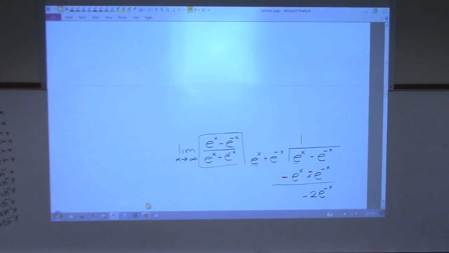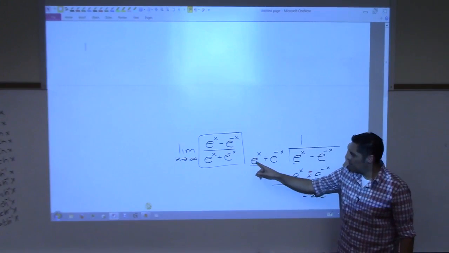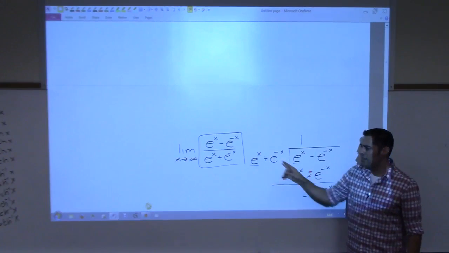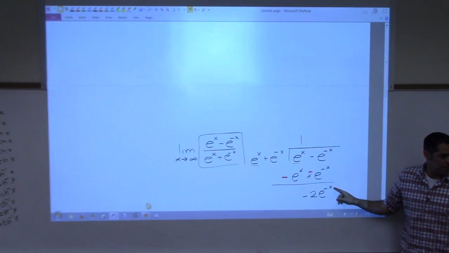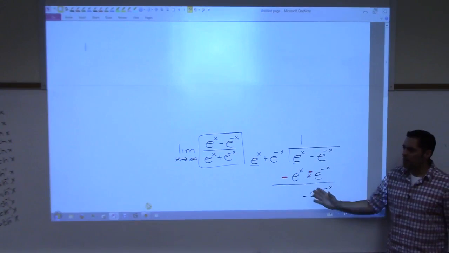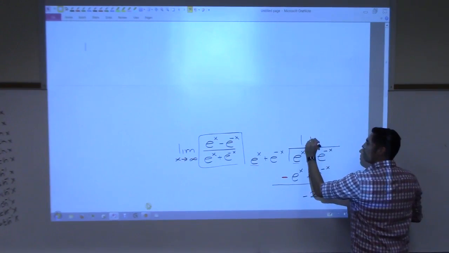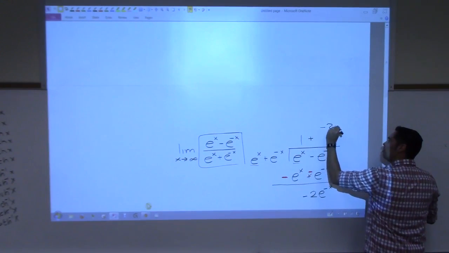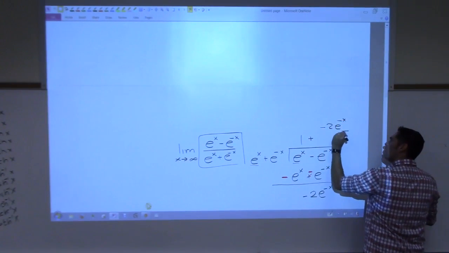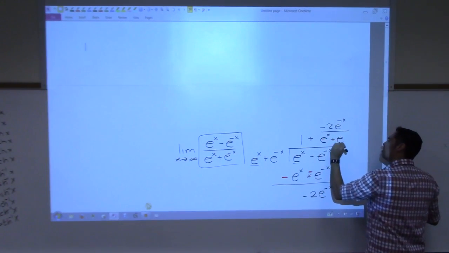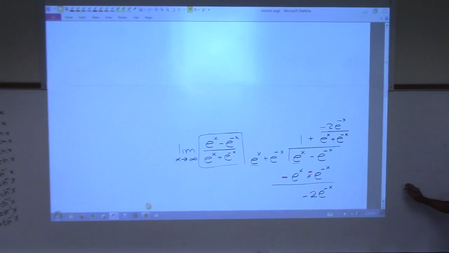Okay, and then maybe I try again. So it's going to be difficult for me to turn this into this. Do you all agree? To turn e to the x into e to the negative x is not going to be so easy. So let me just act like this is going to be my remainder, right? This is my remainder, so I'm going to put plus my remainder, negative 2 e to the negative x over e to the x plus e to the negative x. Y'all still with me? It's going to work.